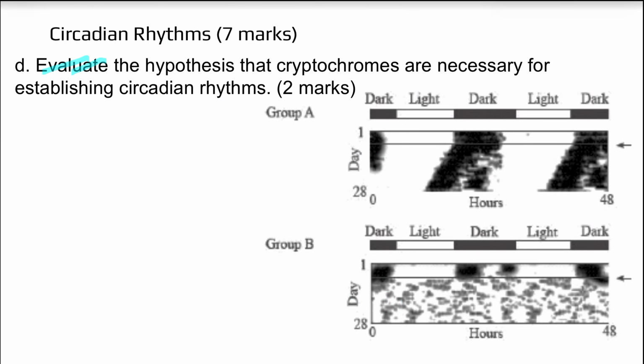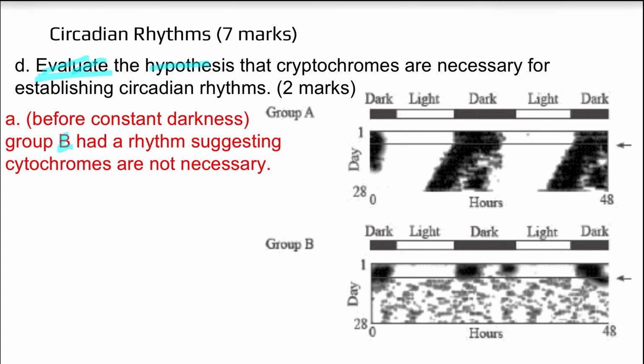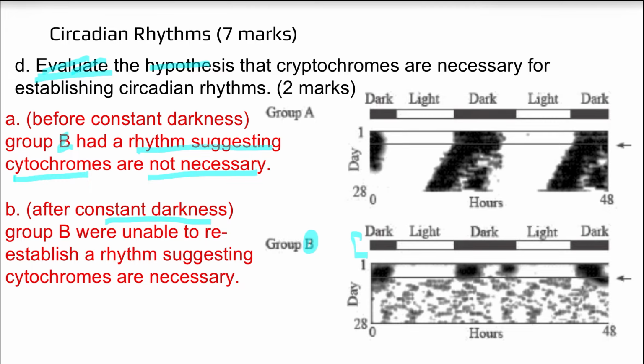Now evaluate the hypothesis. The hypothesis says cryptochrome is necessary. Now you have larger scope when the command term evaluate comes. In this one, you can say B had a rhythm, suggesting cryptochrome is not necessary. B is the group where the mice do not have cryptochrome. So they had the rhythm from 1 to 7 days, but after constant darkness, they were not able to have a rhythm, which indicates that they need cryptochrome. So in the evaluate part, you have larger scope in the mark scheme. You can suggest, but that should be scientifically sound.